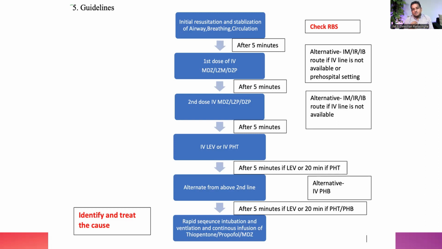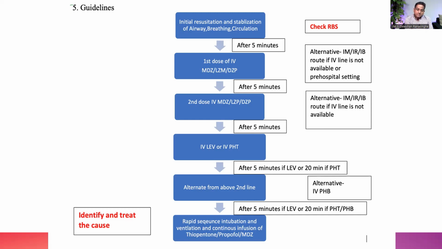If the seizure does not settle after 20 minutes, after giving levetiracetam or phenytoin, you can change over. So if you have given levetiracetam, you can give phenytoin. If you have given phenytoin, you can give levetiracetam, or if one of those is not available, you can give phenobarbital. But even with that, if the seizure does not settle, then this child needs to be intubated and ventilated, and you need to start a midazolam, propofol, or thiopentone infusion. Usually, what you would have available is a midazolam infusion.